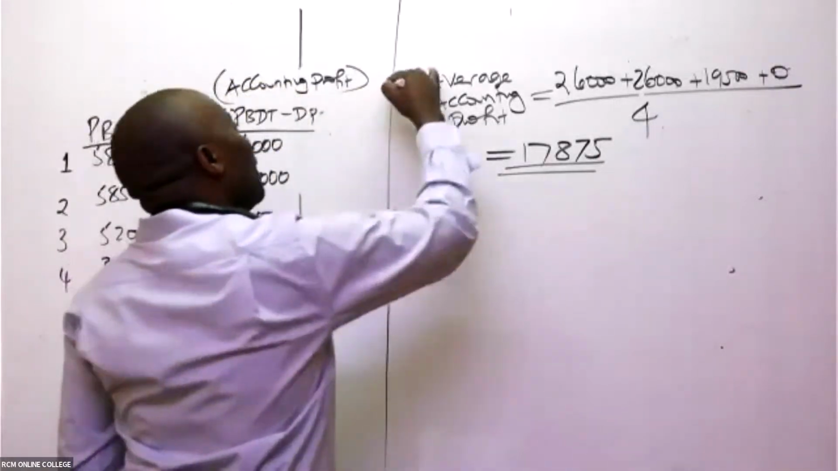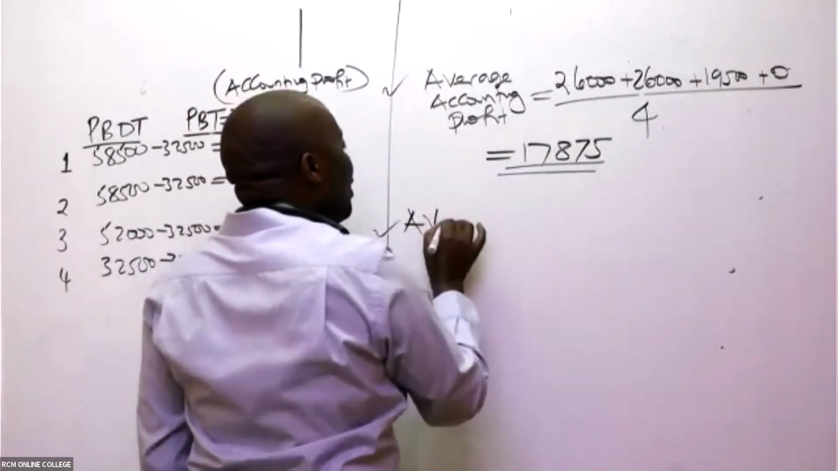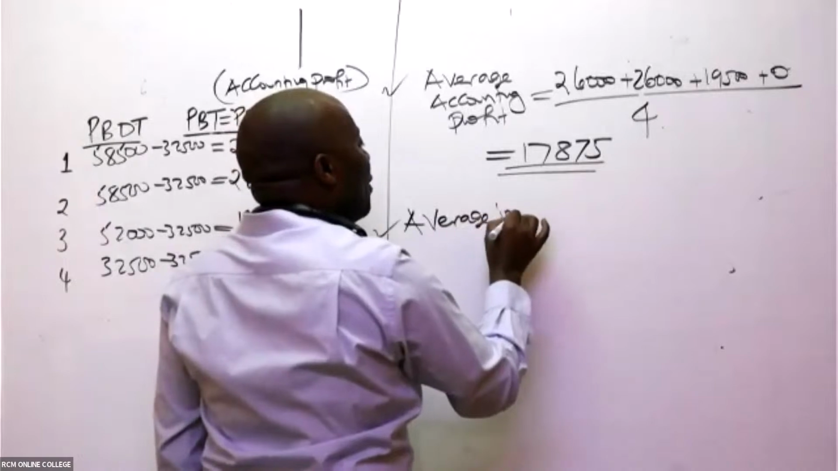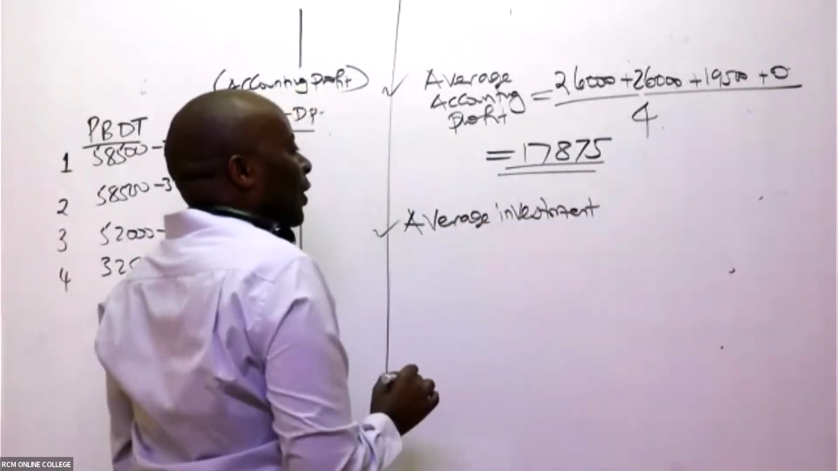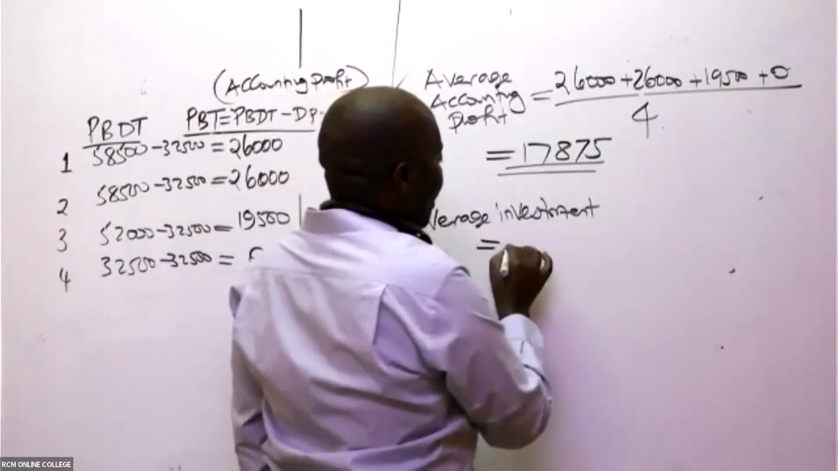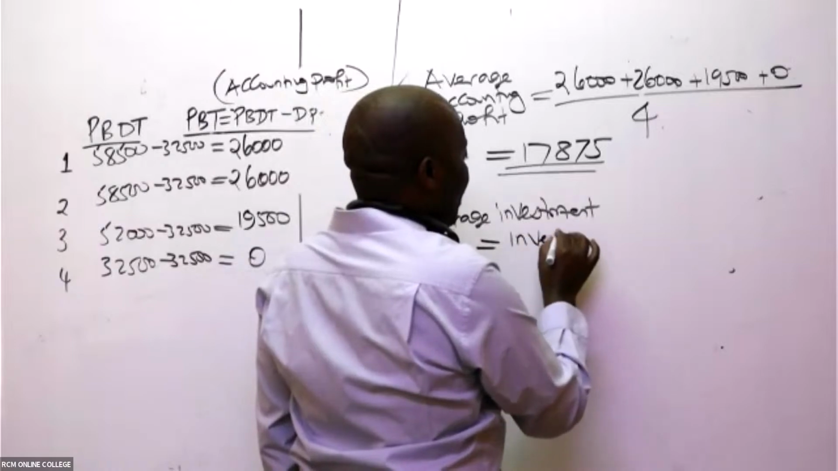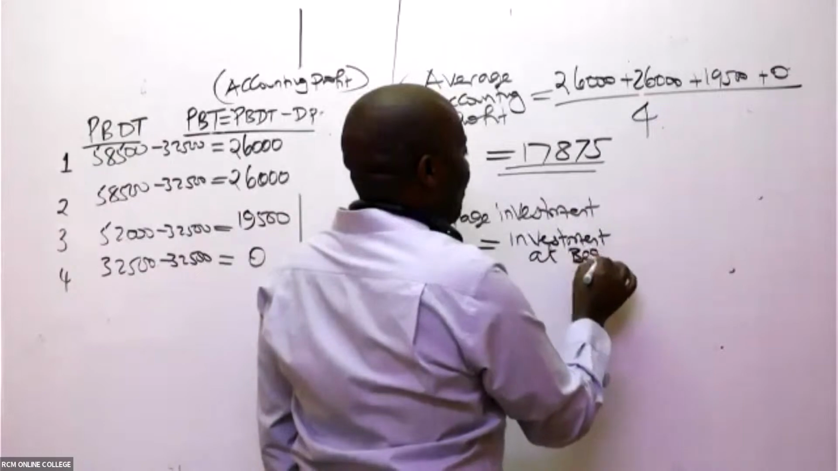Now, from there, ladies and gentlemen, a good student went ahead and gave us the average investment. And how do we get this average investment? This is very easy. You take the investment at the beginning.